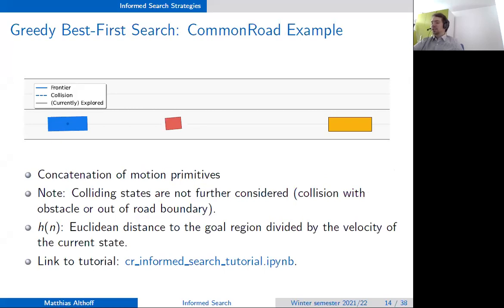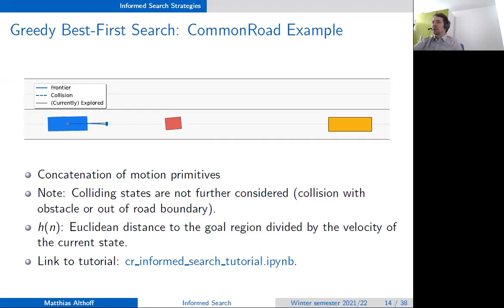Here you see the same example in our common road setting. And in the common road setting, interestingly, it works very well. The heuristic that we use here is the Euclidean distance to the goal, the same heuristic we use in the Romania example. It's just divided by the velocity of the current state. However, because we go with constant velocity in this example, we always divide by the same velocity, so it's the same as the Euclidean distance.